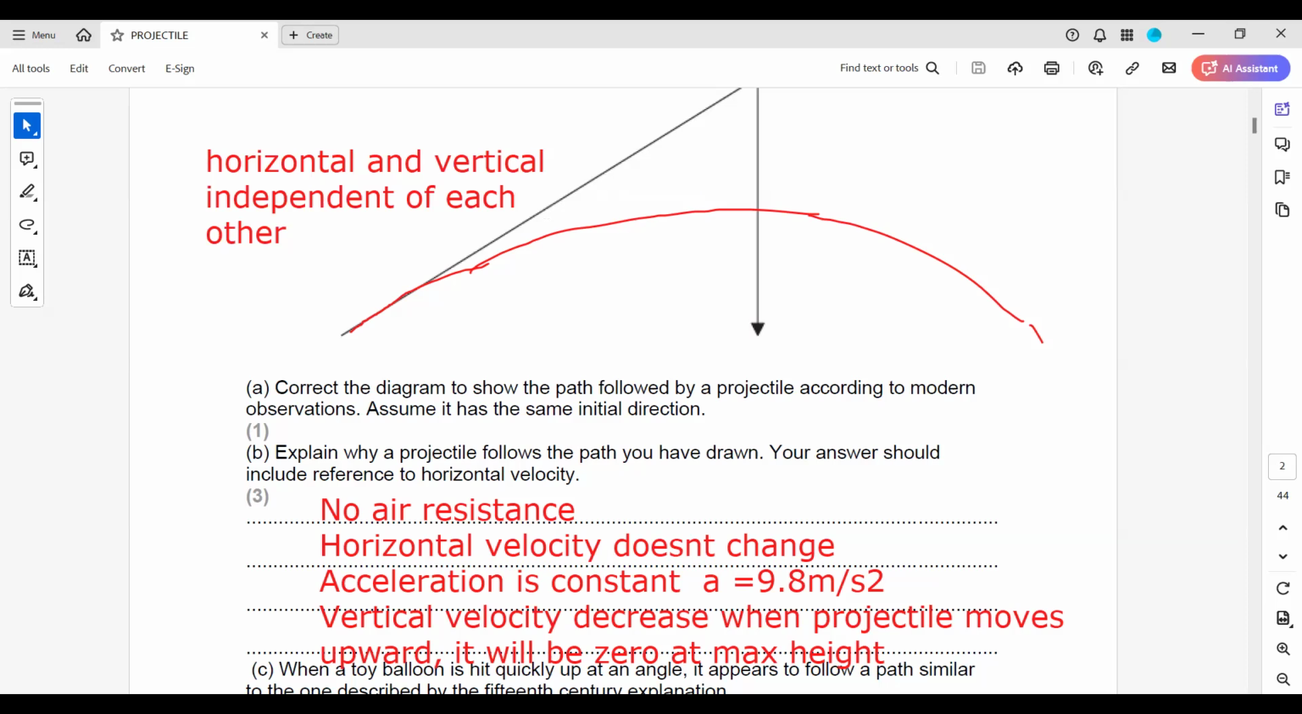Yeah, acceleration should be negative 9.8. I just mentioned the point. Acceleration is negative 9.8, which also represents a deceleration. So for a projectile, this is always a structured answer. Whenever a question says explain the projectile motion, you should always write this structured answer.